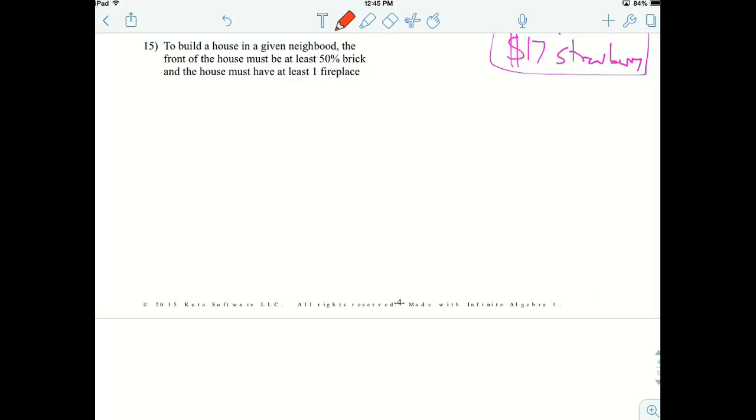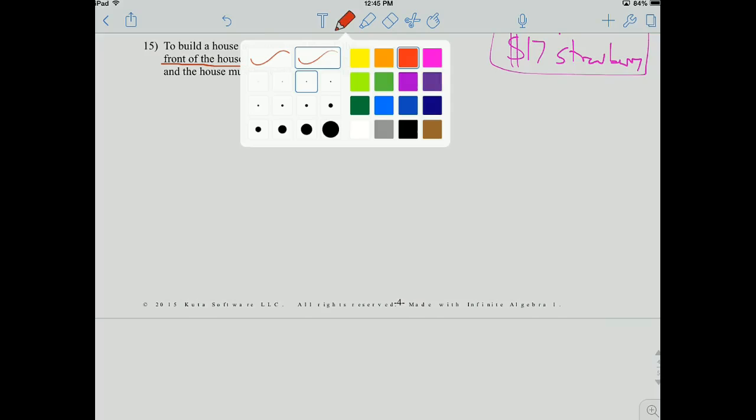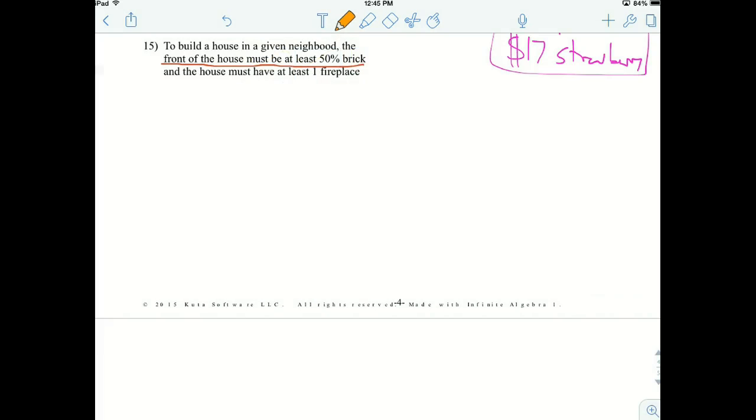So we have two constraints we're dealing with. The front of the house must be at least 50% brick. We have a second constraint that says the house must have at least one fireplace. We're going to go ahead and translate that first sentence to say brick, and we'll even just use words here, is at least. When we say at least, it means bigger than or the same as, so greater than or equal to 50%.